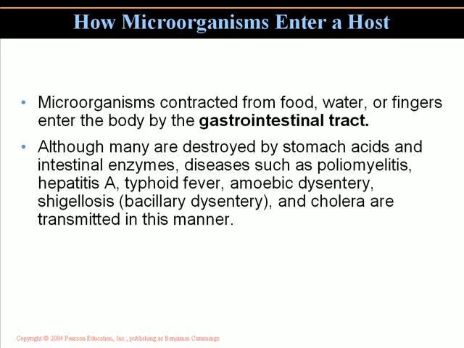Microorganisms can be contracted from food, water, and from the fingers, so poor hand washing technique can play a role. Either way, these organisms can enter the body through the gastrointestinal tract. Many of them can be destroyed by stomach acids. In fact, many of the microorganisms that we inhale into the respiratory tract get trapped in the mucociliary protective layer of the lungs, coughed out, and either expectorated in sputum or swallowed. As we swallow it, it goes down the gastrointestinal tract. The powerful digestive enzymes in the intestinal tract will kill those organisms.